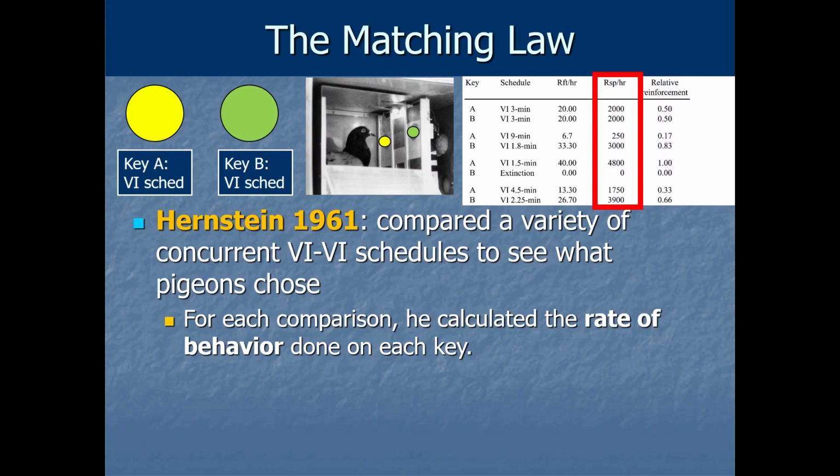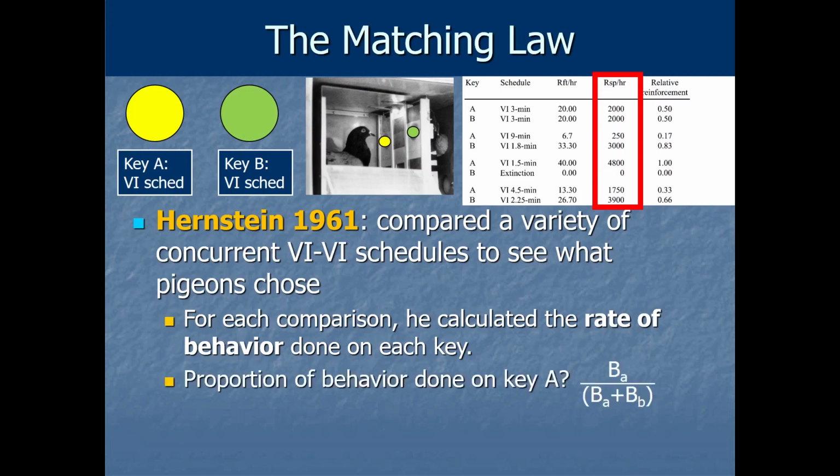And now that he has the data for their actual behavior, he can calculate that out, just like we did before, as a proportion, a relative rate of behavior. So a proportion of how much behavior they allocated to each of the keys. If we want to know the proportion of pecks that the pigeons were putting on key A, on option A, we can calculate that out.